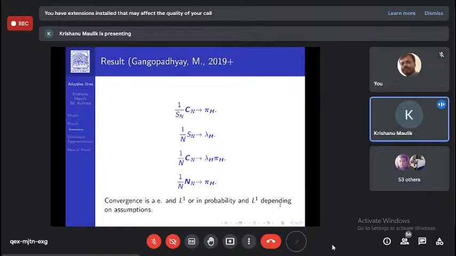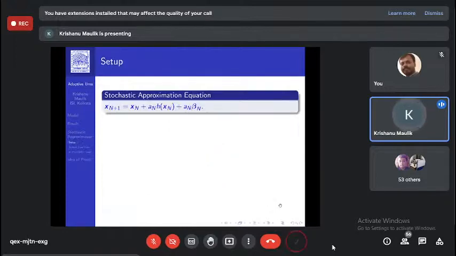Okay. So what we do next is let's quickly recall stochastic approximation. We discussed it day before yesterday, but it doesn't harm. So this is the format of the stochastic approximation equation: Xn plus 1 is equal to Xn plus An, h of Xn plus An beta n. Beta n is the error. Xn's will be bounded. And as I said, I'll be using Cn by Sn, the proportion, as Xn.